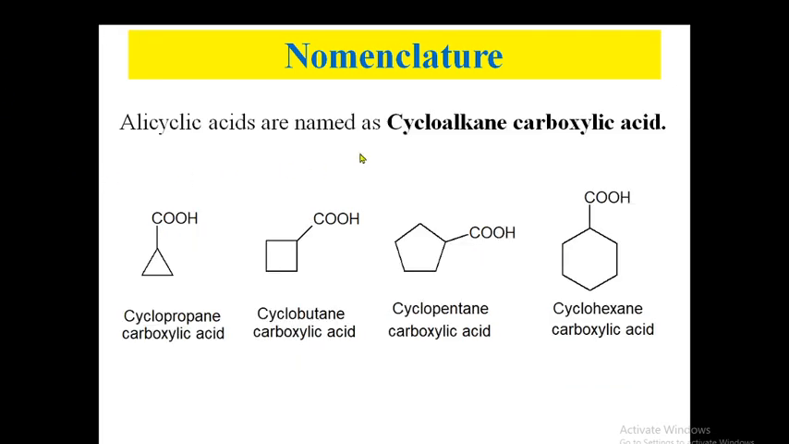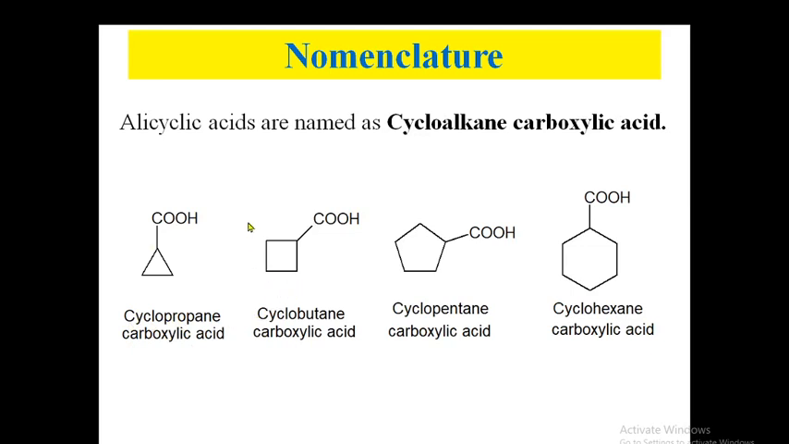If you have alicyclic acids, how are they named? Alicyclic acids are named as cycloalkane carboxylic acids. You just have to find out how many carbons are present in the cycle, find the corresponding parent alkane name, and follow it with the words carboxylic acid. Here, how many membered ring? A 3 membered ring. So 3 carbons are in the cycle, and therefore it's cyclopropane followed by the words carboxylic acid. So this is the name of this compound.